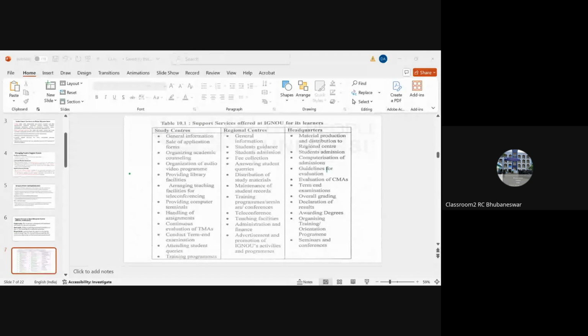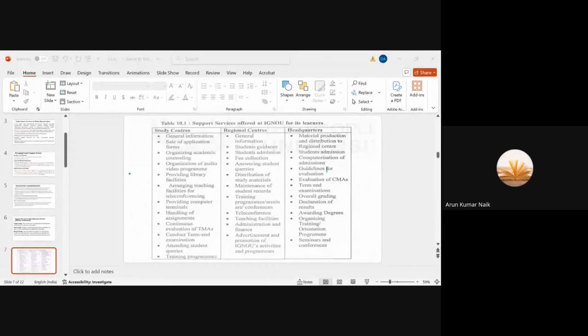Now tell me, what are the different activities or student support services you are getting in regional center? Admission and its confirmation. Admission and its confirmation is also done by regional center. Very good.